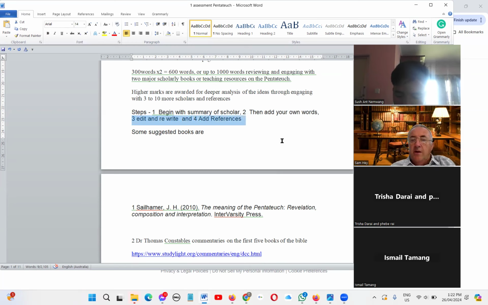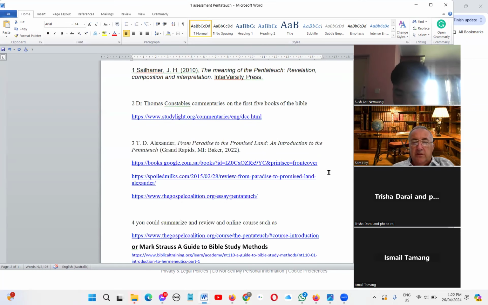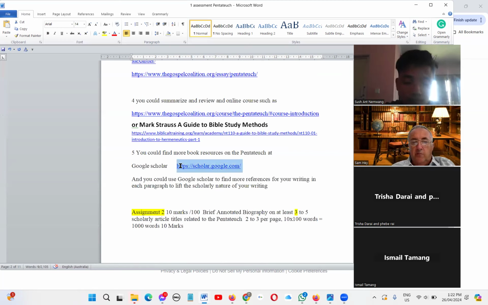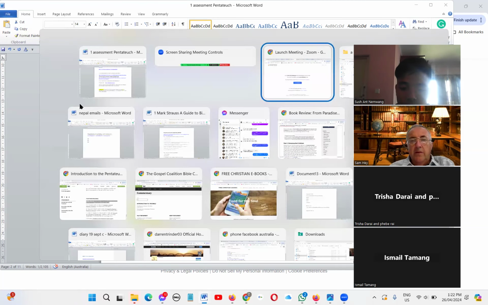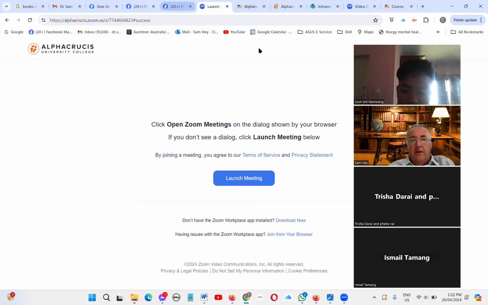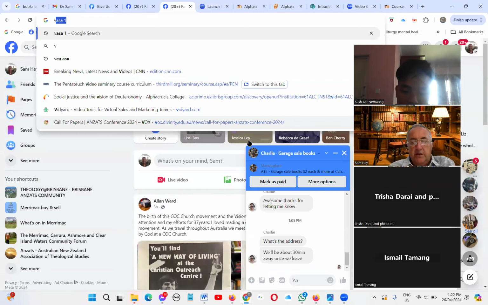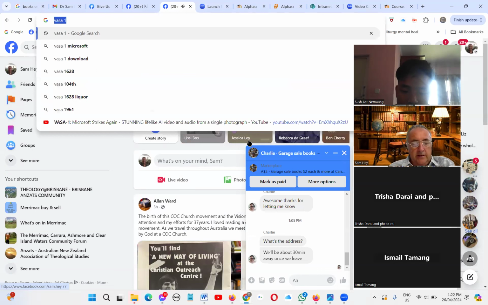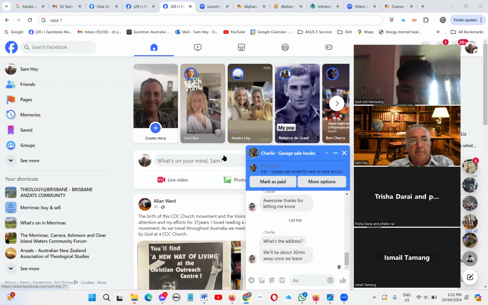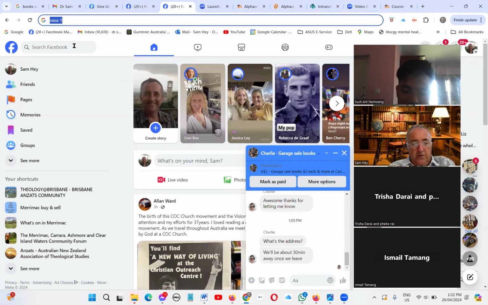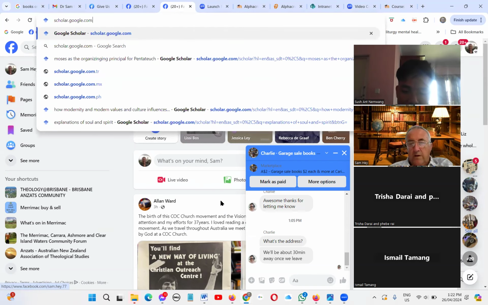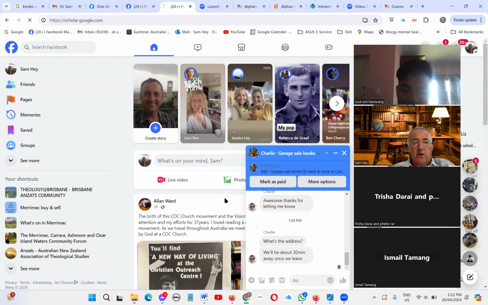Step 4, make sure you add references, and you could use Google Scholar to find these references. Google Scholar is particularly useful in that it often gives the references in scholarly form. So if you go to Google and then put in Google Scholar, and then when you put in, say, Pentateuch, and then put in the book that you're looking at, you'll find that there'll be some excellent references and resources for you on this.